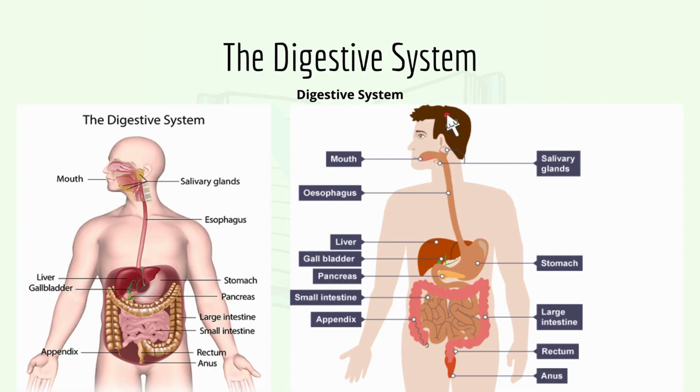So here we have the digestive system. We have the mouth, the salivary glands, esophagus, and the stomach, and the small intestine and large intestine and stuff. And here's a more simplified version.